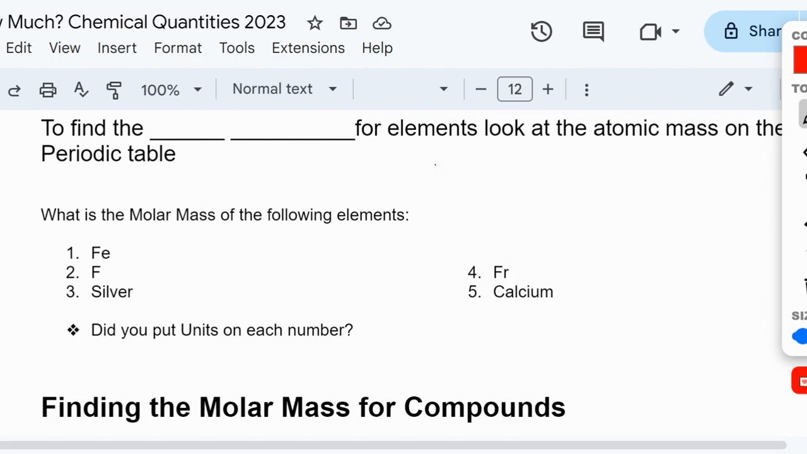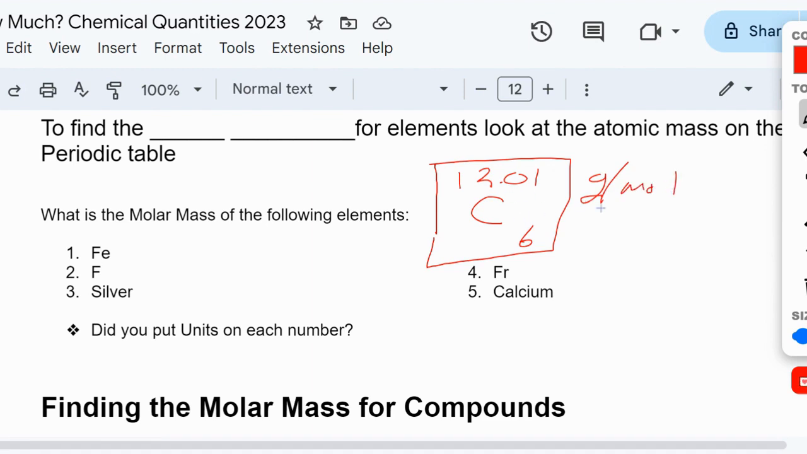Okay, as you look on the periodic table, let's take carbon for instance. We know that the molar mass of carbon is 12.01. The atomic number is 6. That 6 tells me how many protons I have. This tells me my number of grams per mole. So that means if I have 12.01 grams, I have 1 mole. 12 grams of carbon atoms will weigh 1 mole. And you can go through and look at all these to find out what you have.